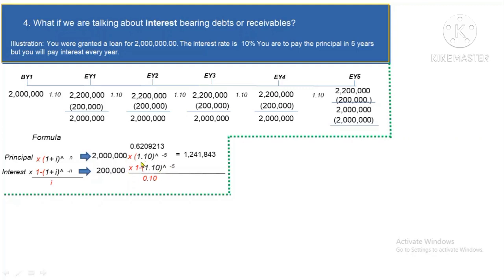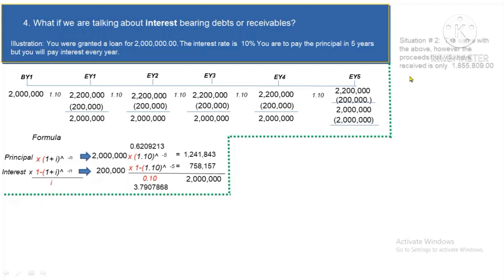And if you're going to summarize this, you're gonna have 3.7907868. So 200,000 times this one, you will have 758,157. So you add them up, the sum is 2 million. So that's the proof that the present value is really 2 million. Things will only get complicated with interest-bearing notes or debts when the agreed principal is not the same with the proceeds received by the debtor.